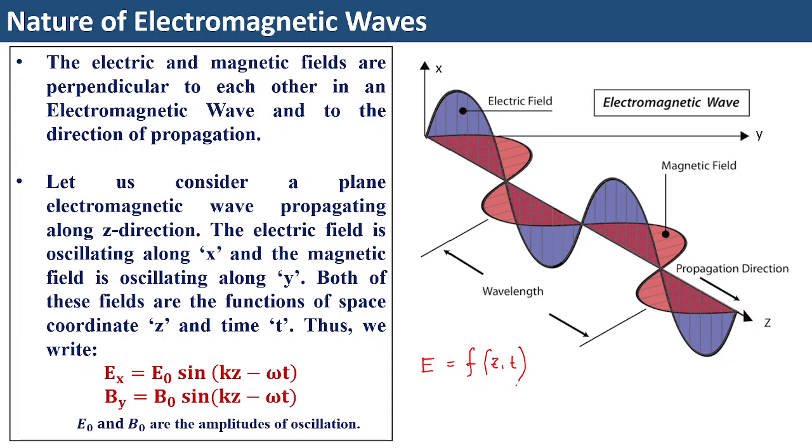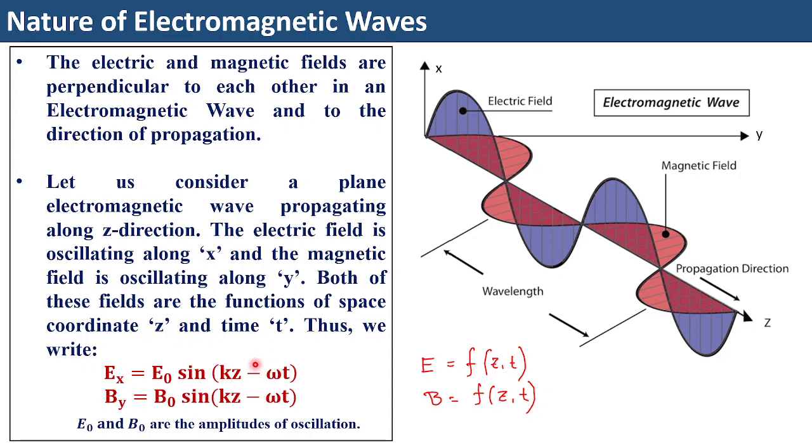The electric field is varying along z. It is oscillating along x, but since the wave is coming along z, the electric field will be obtained at different values of z. Similarly, the magnetic field will also be a function of z and t. Got it? So that's what we have written over here, that both these fields, that is electric and magnetic fields, are functions of the space coordinate z and the time.